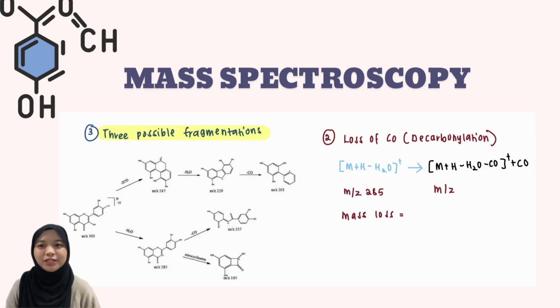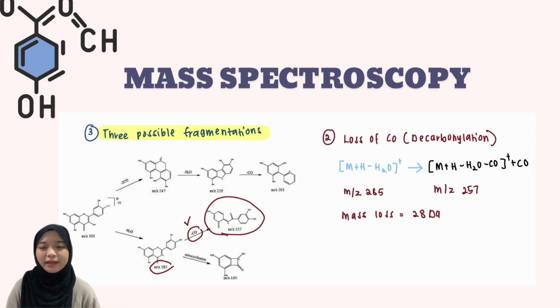The second fragmentation is decarbonylation, which is the loss of one carbon monoxide molecule. The fragment ion at M/Z 285 loses one CO molecule to produce another fragment ion at M/Z 257. The mass difference between 285 and 257 is 28 Dalton, which corresponds to the molecular weight of carbon monoxide. This is known as the sequential fragmentation pathway because the ion at M/Z 257 is formed from the previous fragment ion at M/Z 285, not directly from the molecular ion.